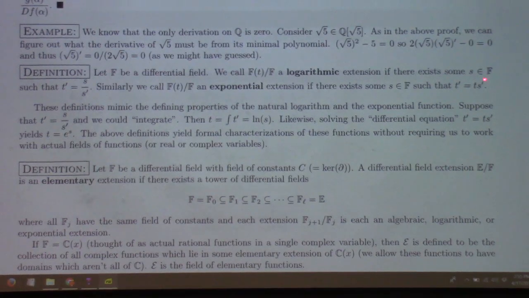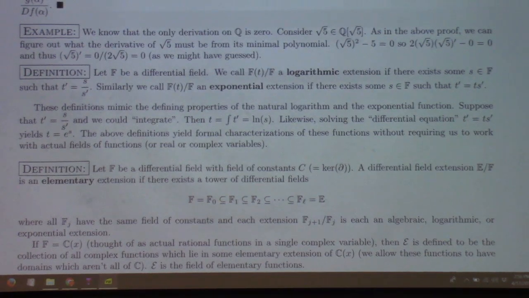So how about this one? Does this one make sense? If we integrate t prime over t equals s prime, that gives us log t is equal to s. And then if you solve log t equal to s, you get t equals e to the s. I think this one might make sense in terms of solving. If we solve this differential equation, we get t equals e to the s. I agree with that.